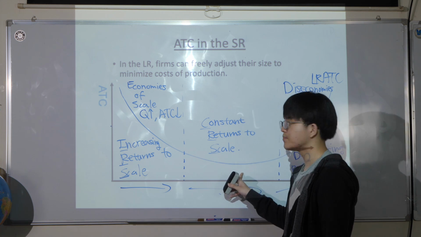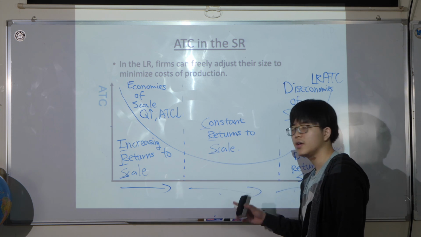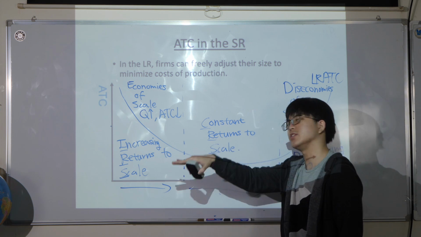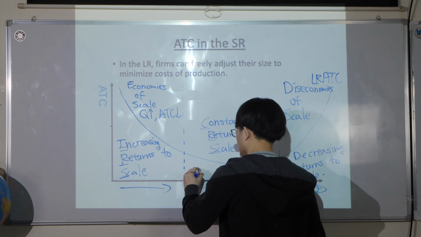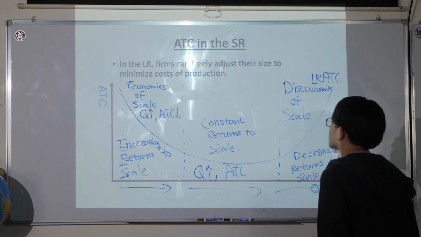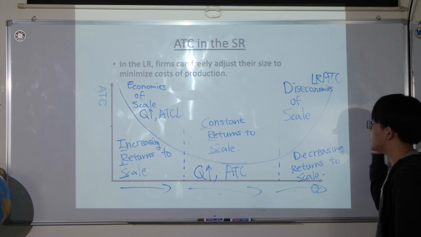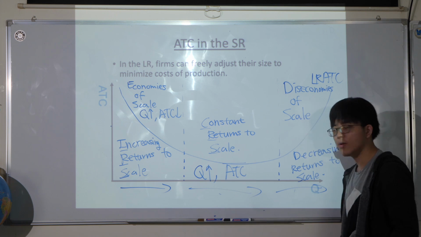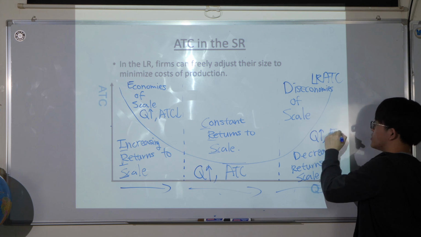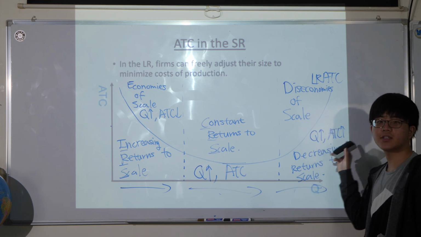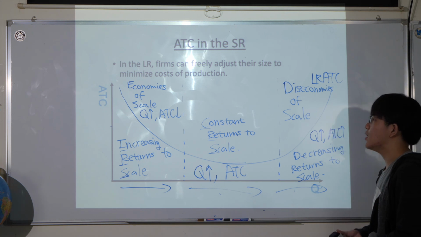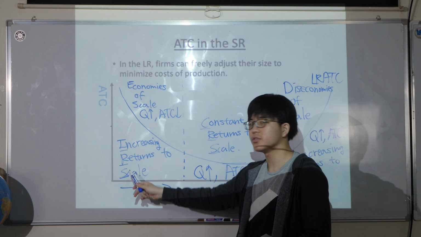For the second case, case 2, constant returns to scale. In this case, when quantity increases, ATC does not change, it remains the same. So quantity increases, but ATC does not change. And for case 3, there is an increase in ATC when there is an increase in quantity. So when quantity increases, ATC also increases, and we call this diseconomies of scale or decreasing returns to scale. And now I'll explain the term returns to scale.